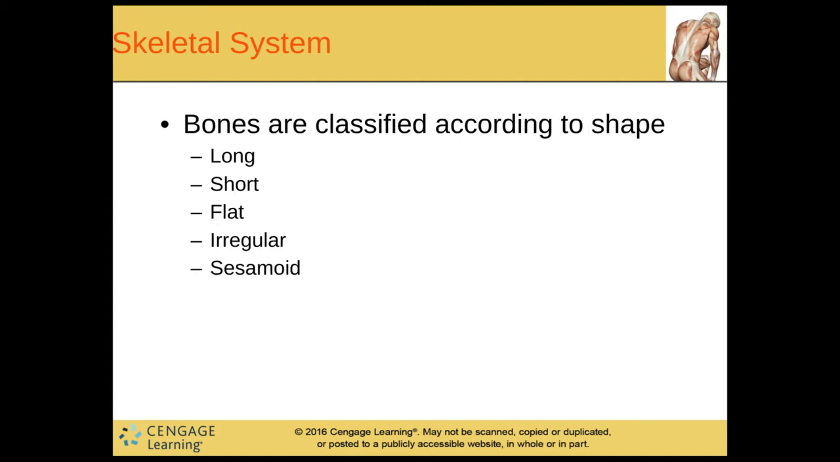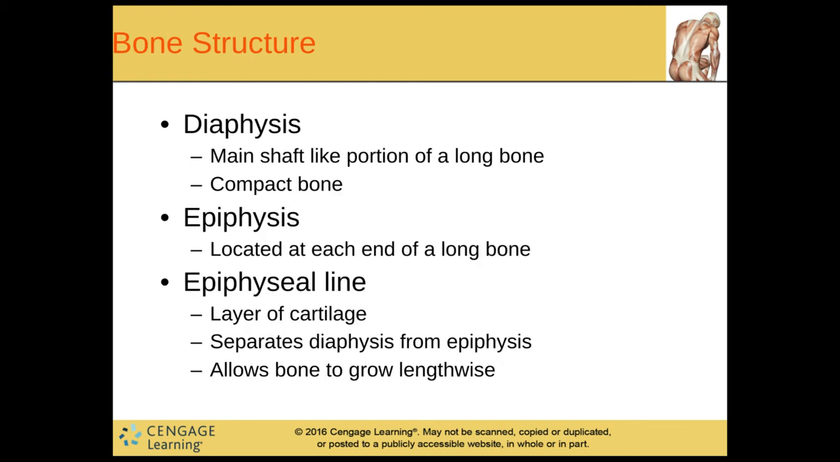So bones are classified according to shape. We have a long bone, a short bone, a flat bone, an irregular bone, and a sesamoid bone. So we're going to talk about those here. And then we have diaphysis. So that's the main shaft-like portion of a long bone. So it's a compact bone.